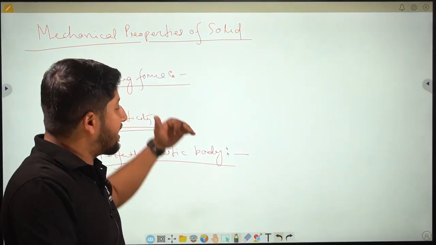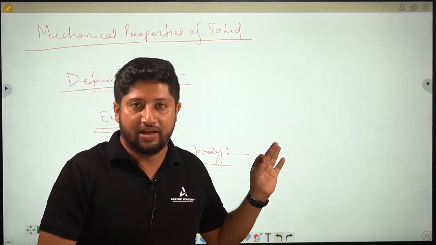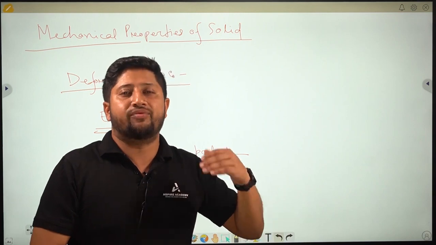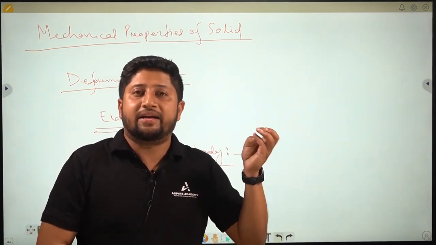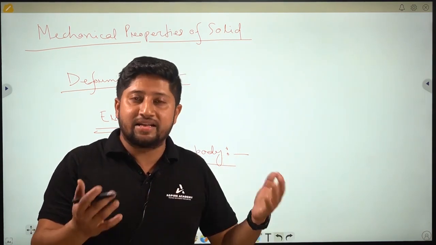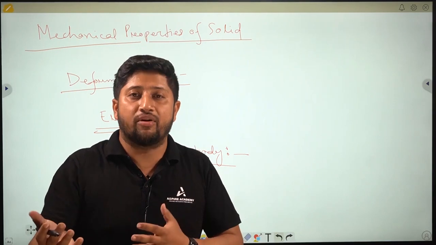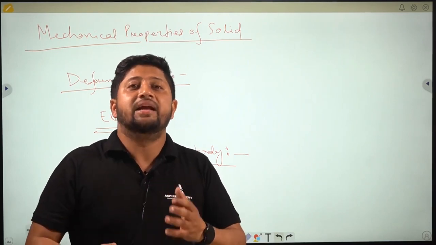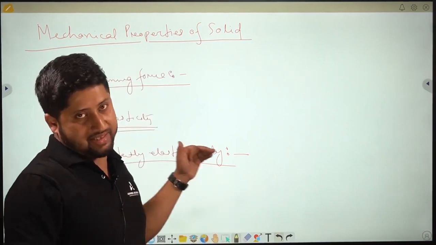After that, another new term we can include here. So what is a perfectly elastic body? If we apply deforming force on a body, it can change its shape and size, or its dimensions. After removal of the deforming force, it immediately regains its original shape and size. It's called a perfectly elastic body.